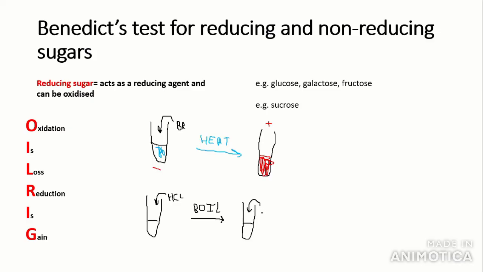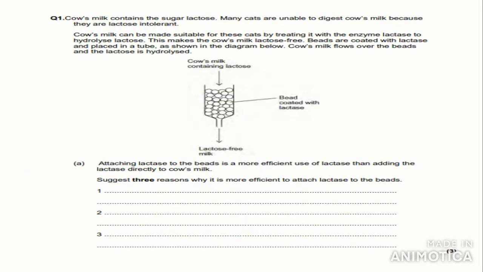So we add an alkali such as sodium hydrogen carbonate to the solution. Now, after we've added the alkali, we perform Benedict's test again, exactly the same as we did before. And now the presence of a brick red precipitate shows that we have a non-reducing sugar. That's it for the content. Now we can get on to some exam questions.